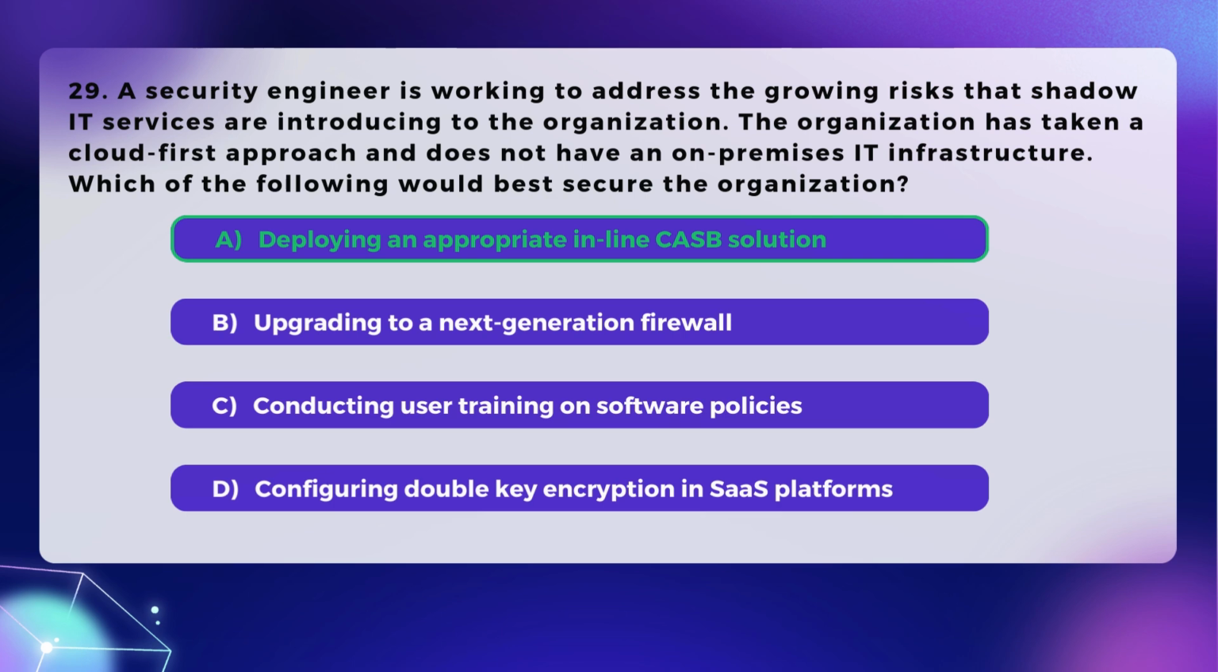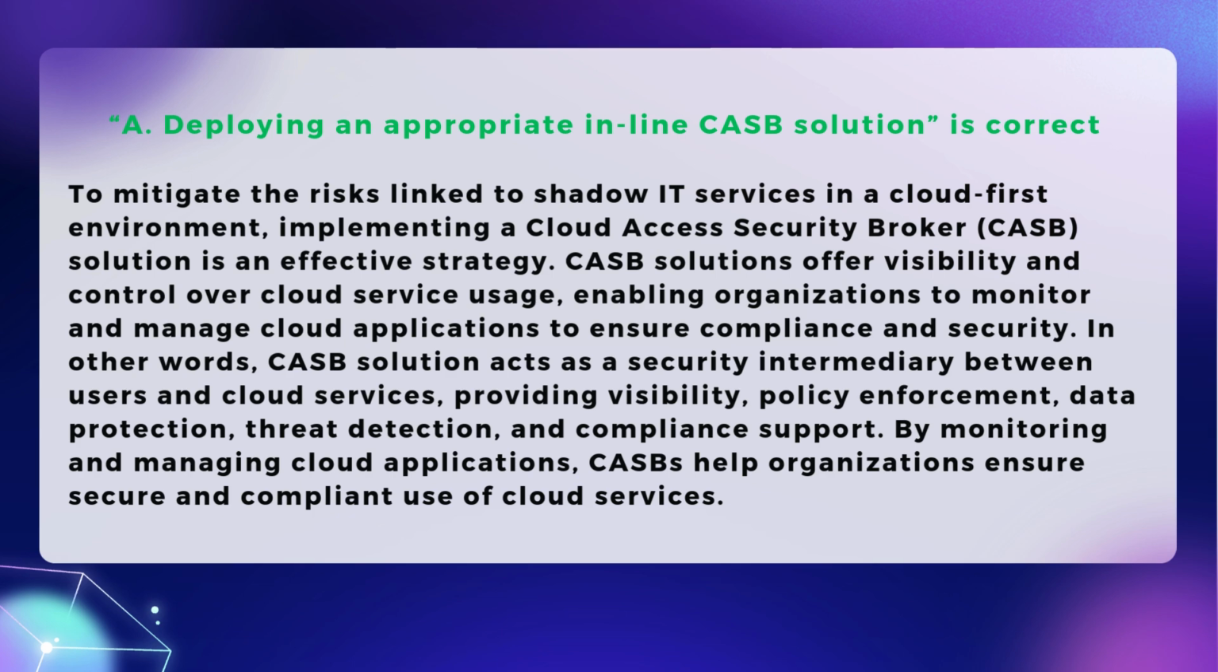The correct answer is A. Deploying an appropriate inline CASB solution. To mitigate the risks linked to shadow IT services in a cloud-first environment, implementing a Cloud Access Security Broker, CASB, solution is an effective strategy. CASB solutions offer visibility and control over cloud service usage, enabling organizations to monitor and manage cloud applications to ensure compliance and security.